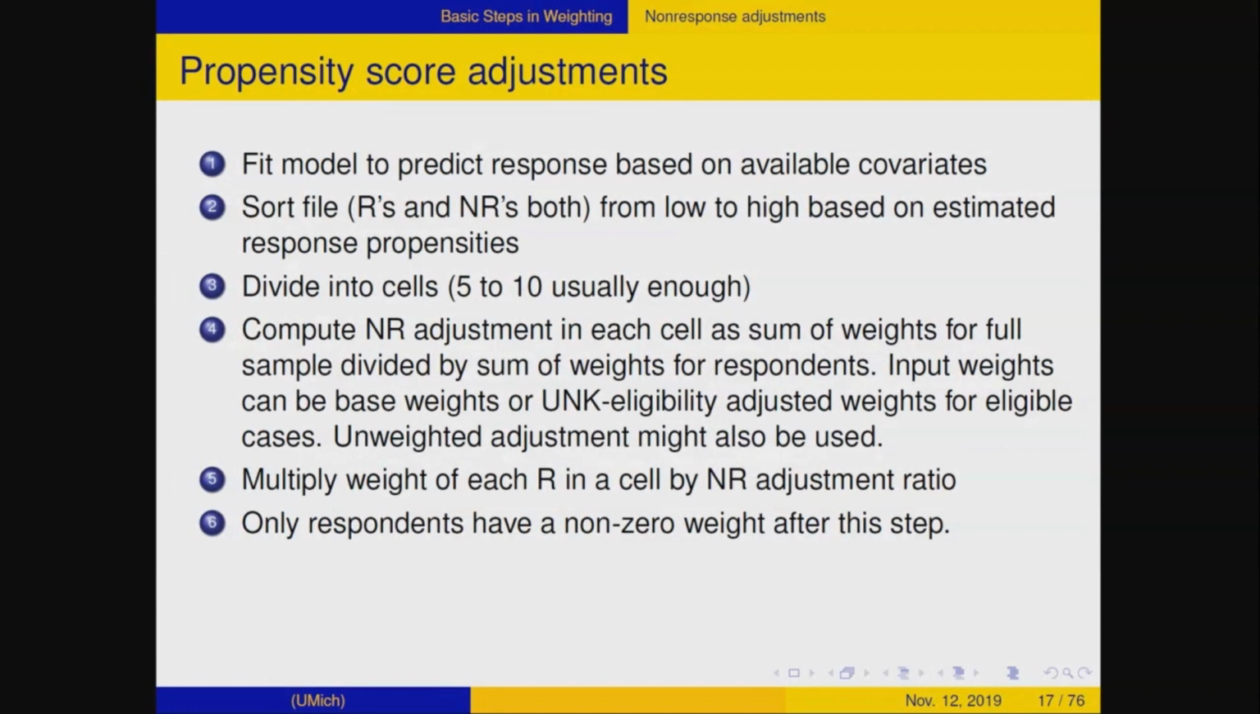Now, it can be kind of a complicated model. If you're doing people, it could have age, race, ethnicity, sex, education level, and interactions of those things. Whatever you feel like is a realistic predictor of response. Now, the thing that limits you on how complicated you can make that model is the covariates that you've got for the non-respondents.